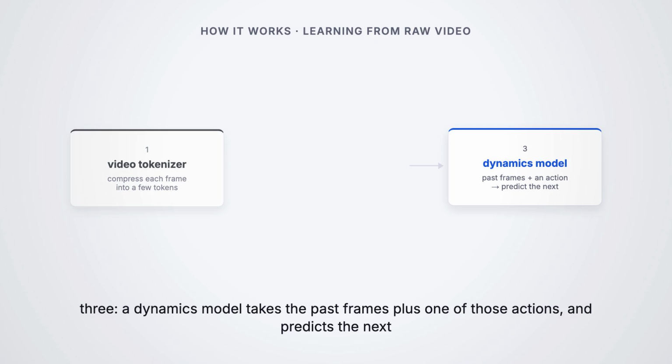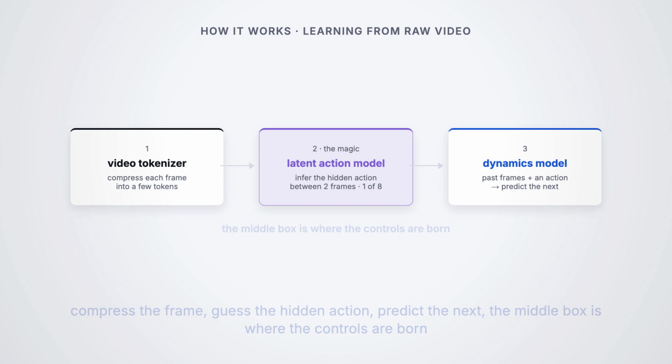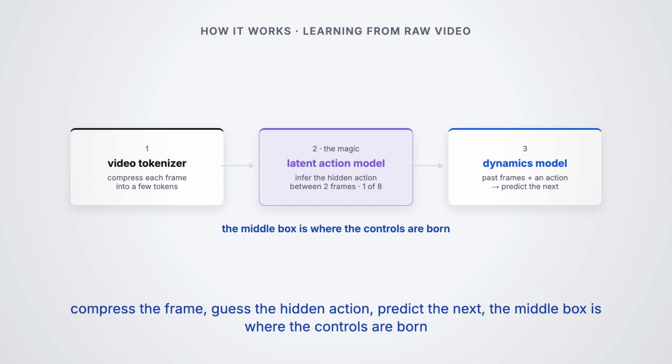1. A video tokenizer compresses each frame into a few discrete tokens. 2. And this is the magic. A latent action model looks at 2 frames in a row and infers the hidden action that took you from one to the next, squeezing all of motion into a tiny vocabulary of just 8 invented buttons. 3. A dynamics model takes the past frames plus one of those actions and predicts the next. Compress the frame, guess the hidden action, predict the next one. The middle box is where the controls are born.